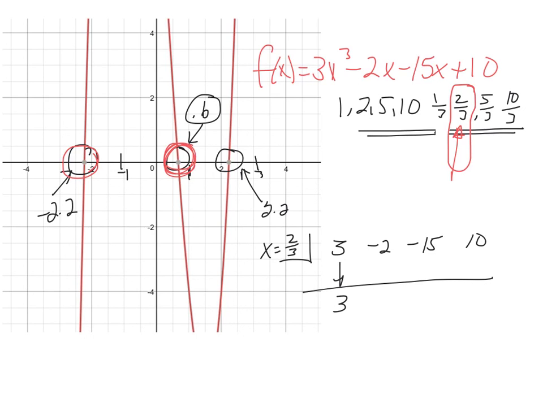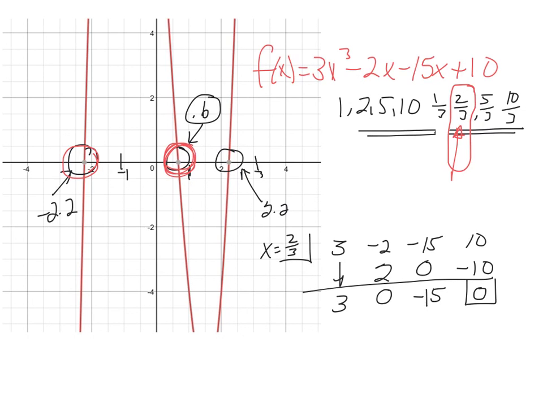Bring down your 3. 3 times 2/3 is 2. Negative 2 plus 2 is 0. 0 times 2/3 is 0. Negative 15 plus 0 is negative 15. Negative 15 times 2/3 is negative 10. And so we do get that 2/3 is a root.